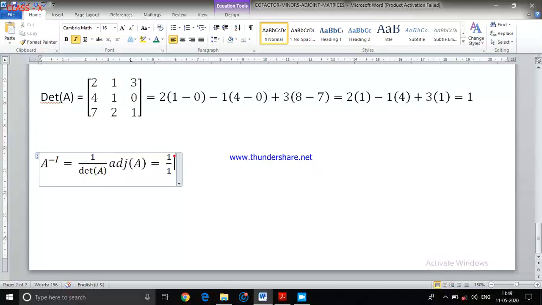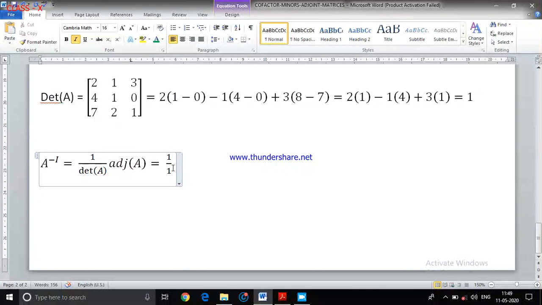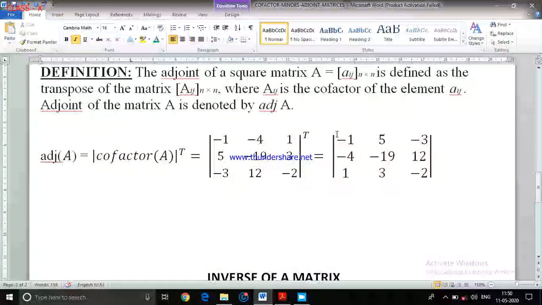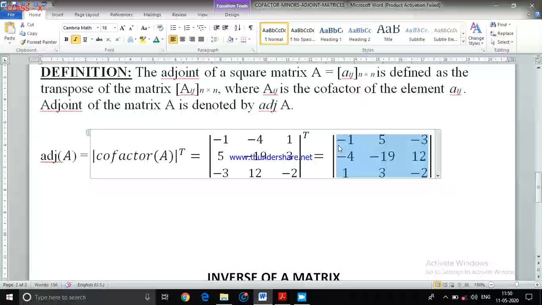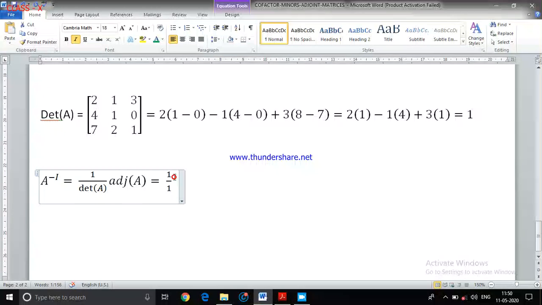That equals 1 upon, numerator 1 is the formula, denominator 1 is the determinant of A. I got its value here as 1. Okay, so into, now I have to put the adjoint of A. What is the adjoint of the A matrix I got? Yeah, this is the adjoint of the A matrix. So let me paste it here.